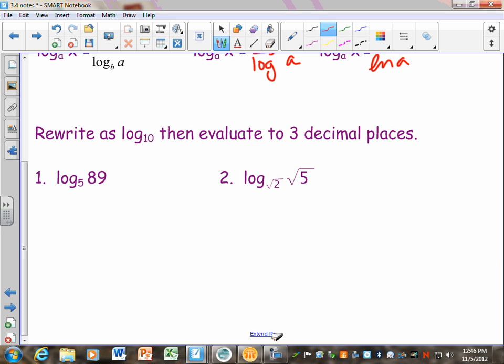So remember, the base goes on the bottom. So I'm just going to rewrite this as log base 10 of 89 over log base 10 of 5. And then you're going to type this in your calculator. Who needs a calculator?